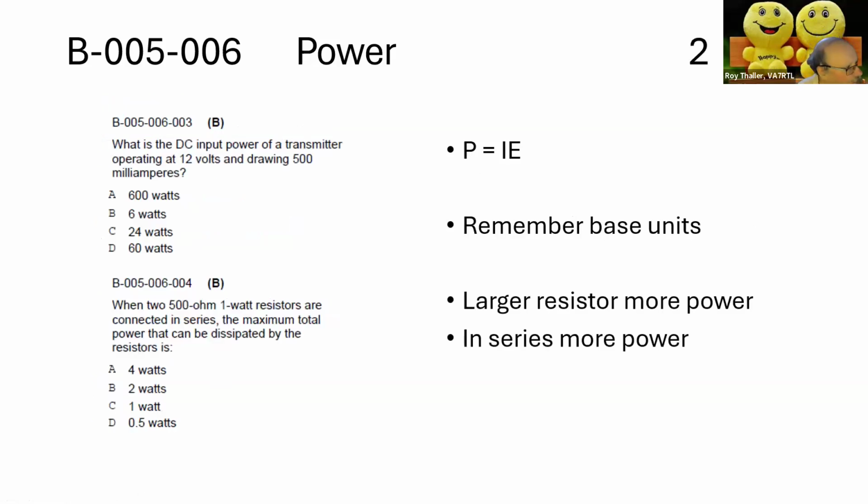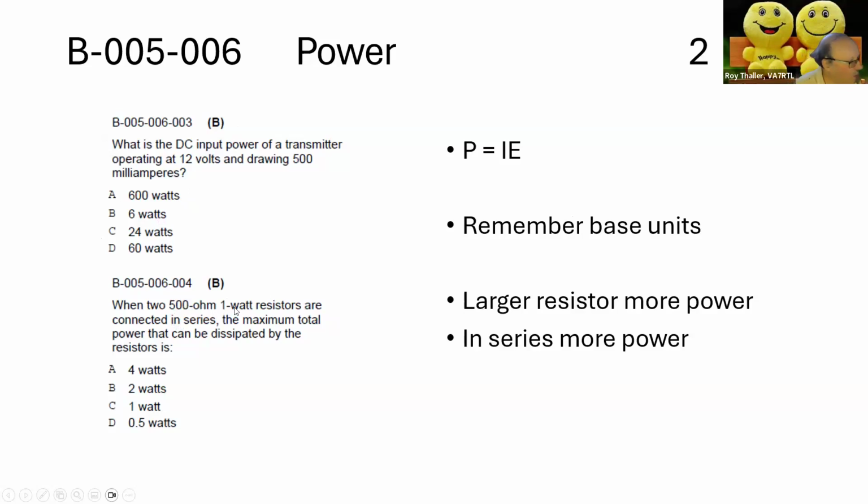What is the DC input power of a transmitter operating at 12 volts and drawing 500 milliamps? So here, what you have to do is convert the 500 milliamps into amps, and then multiply it by 12. So that would be B, 6 watts.